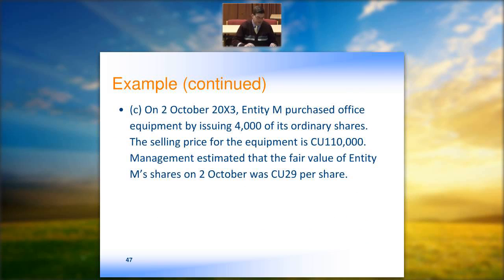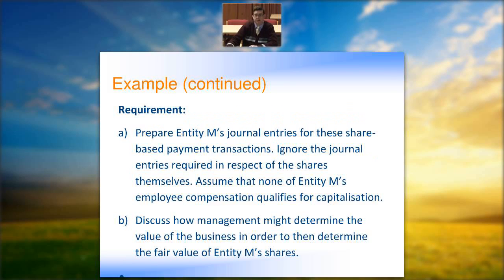on the 2nd of October, and this is actually the one most relevant to what we're going to look at, Entity M purchased office equipment by issuing 4,000 of its ordinary shares. Selling price of the office equipment was 110,000. Management estimated that the fair value of the shares was 29 per share.